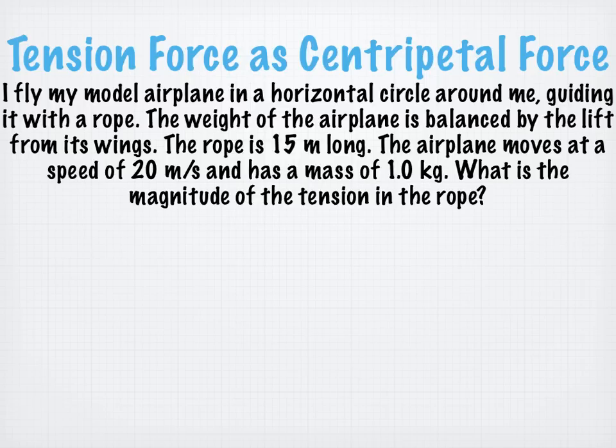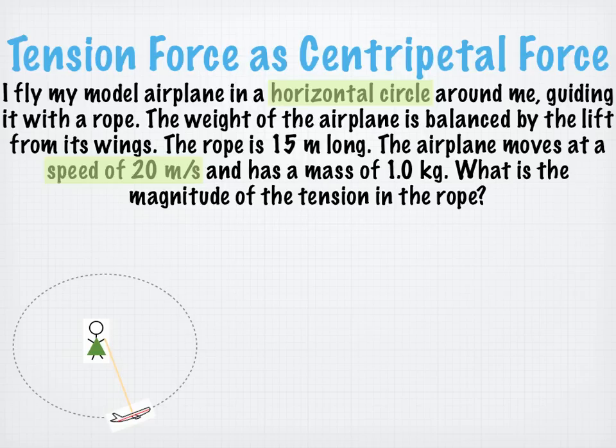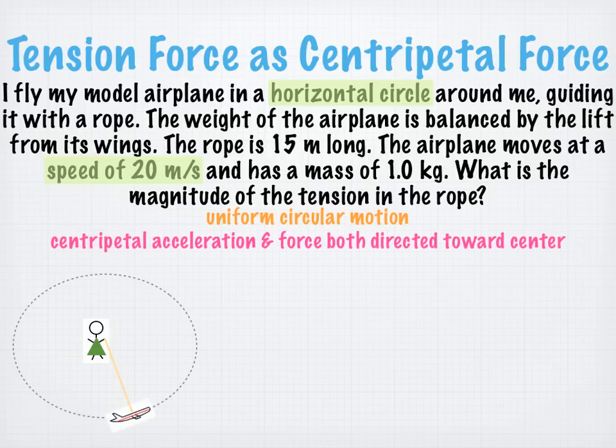So let's first draw our picture, me flying my airplane in a circle. What does the problem tell us? First, it tells us that the airplane is moving in a circle at a constant speed. That tells us that it's moving in uniform circular motion. This means that there is a centripetal acceleration and a centripetal force directed toward the center of the circle.